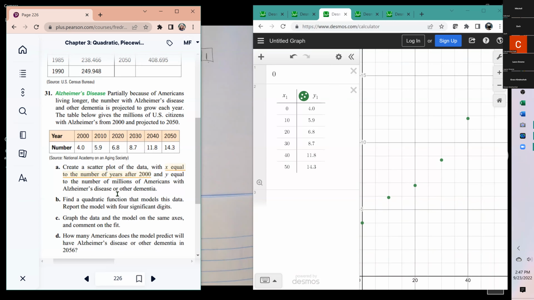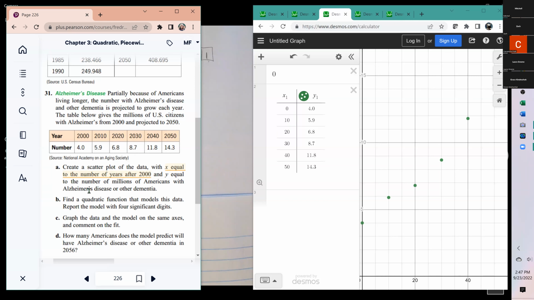So X is the number of years after 2000. Well, if we start with 2000, then it would be 0 because there's no years after 2000. All you're doing is subtracting 2000 from each of these. So the X, instead of being 2000, is 0. And then this one would be 10 years, 20 years, 30. So you want to be careful that a lot of times when it's years, X is not the year.